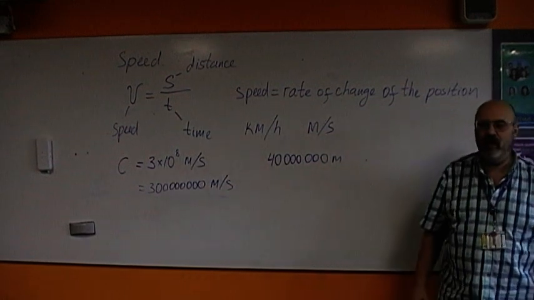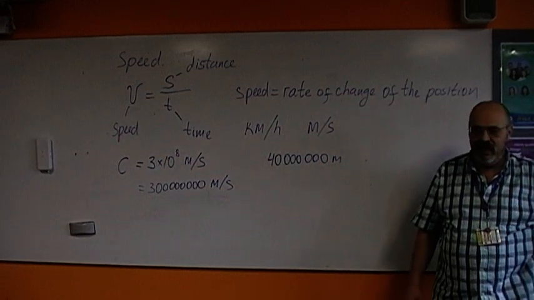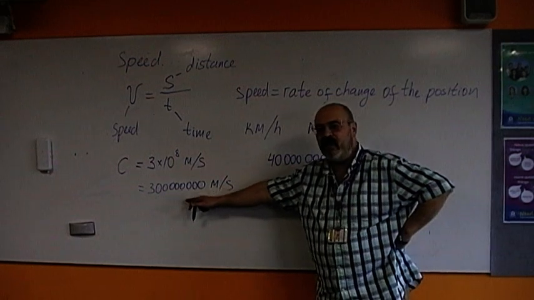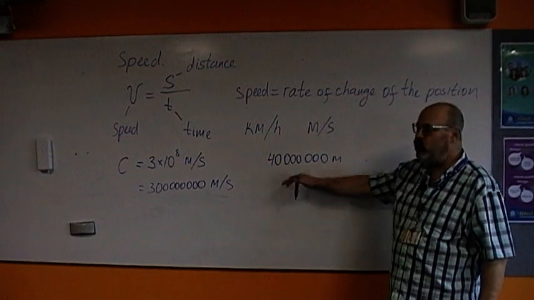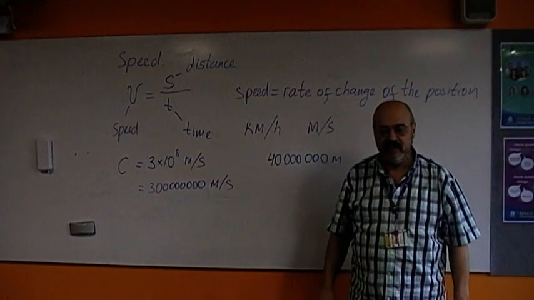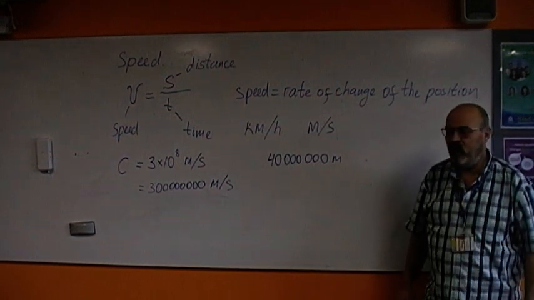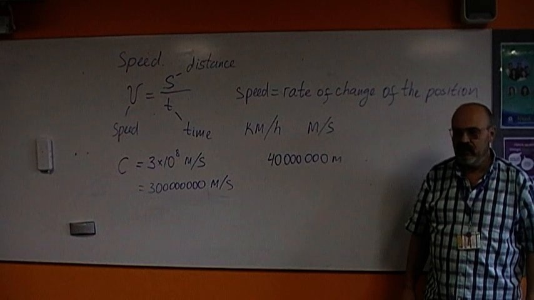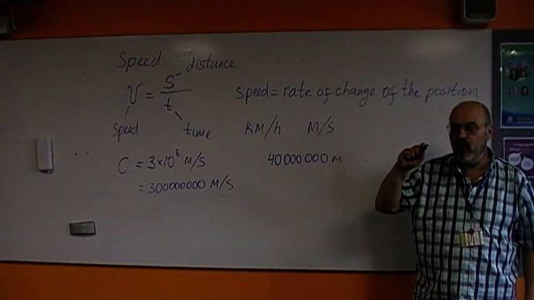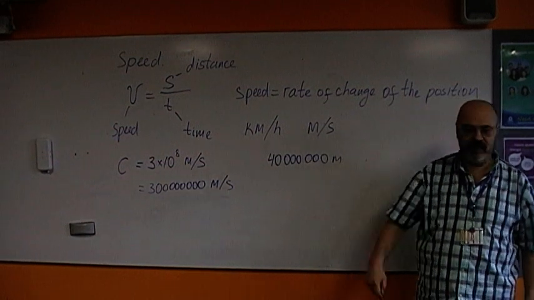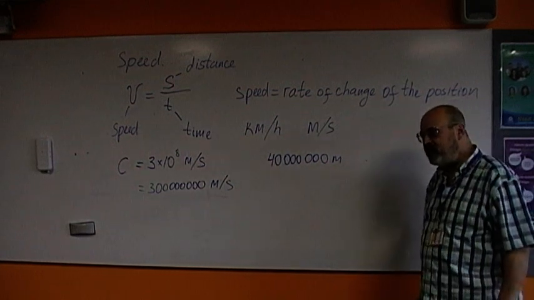Can you calculate how many times light can go around Earth in 1 second? If in 1 second light moves 300 million meters and the circumference is 40 million, how can we find it? Divide. So divide 30 by 4. What is 30 divided by 4? 7.5. So light is so fast it can go around the Earth in 1 second 7.5 times. It's pretty fast, yes.